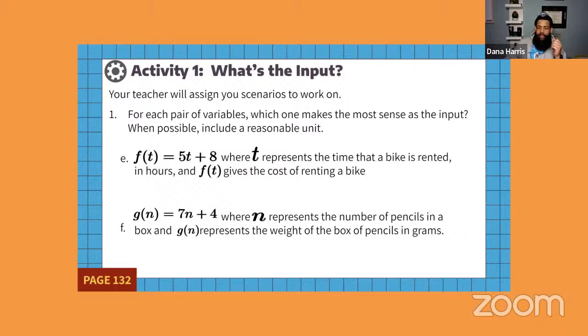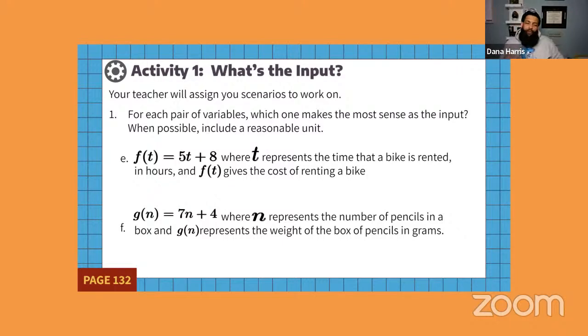Okay. And in the next one, G of n equals 7n plus 4, where n represents the number of pencils in a box and G of n represents the weight of the box of pencils in grams. The more pencils in the box, n is going to determine the weight. Okay. So if I have 5 pencils in a box, it's going to weigh less than a box if I have 12 pencils in the box. Okay. So this is just a little explanation. Nothing really to write here.